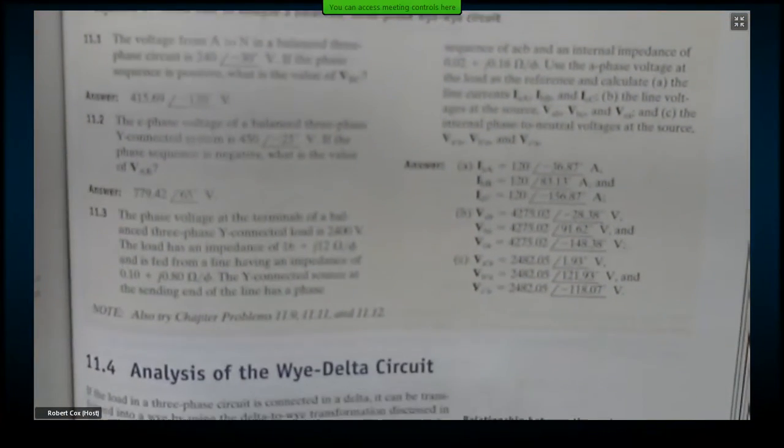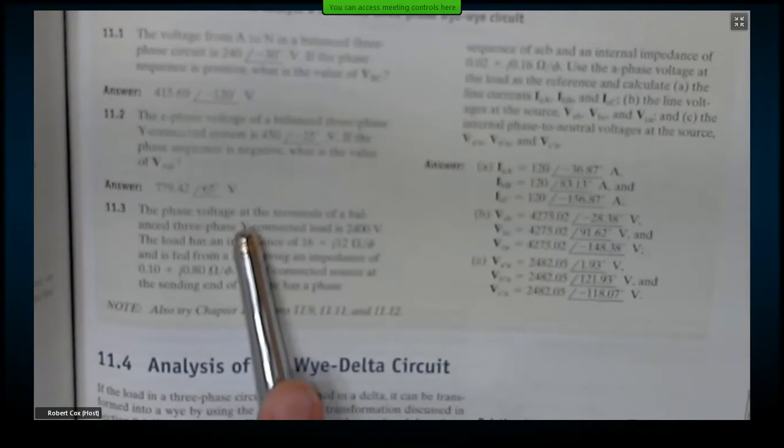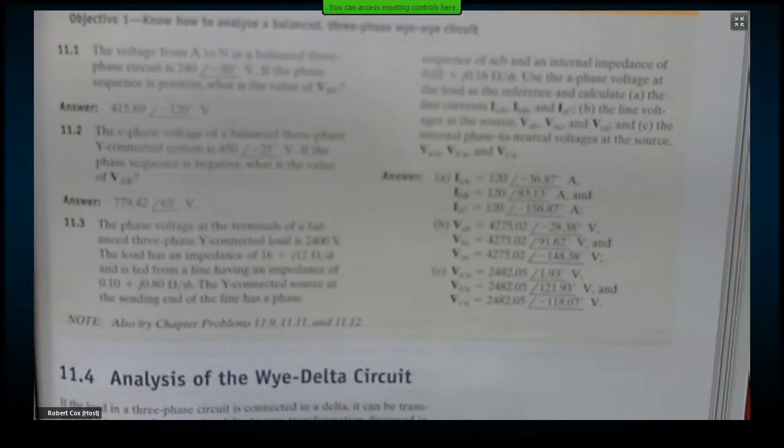Okay, so let's keep going. Like I said, let's look at a problem here in the book. The phase voltage, this is just so you can follow along, probably easier to read. Page 405 in your book. This problem 11.3 right here.